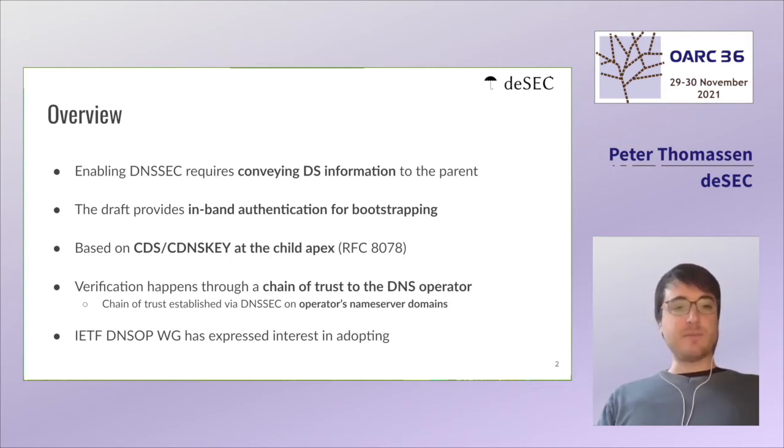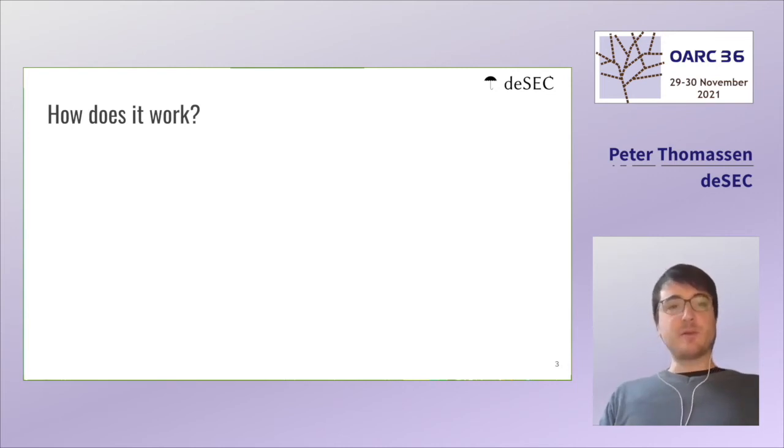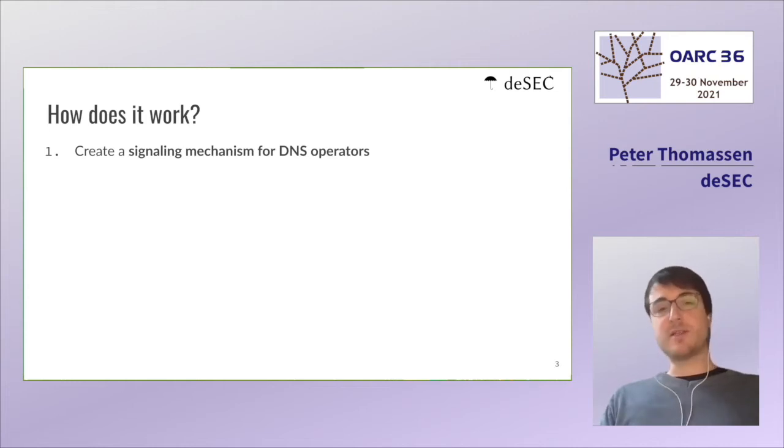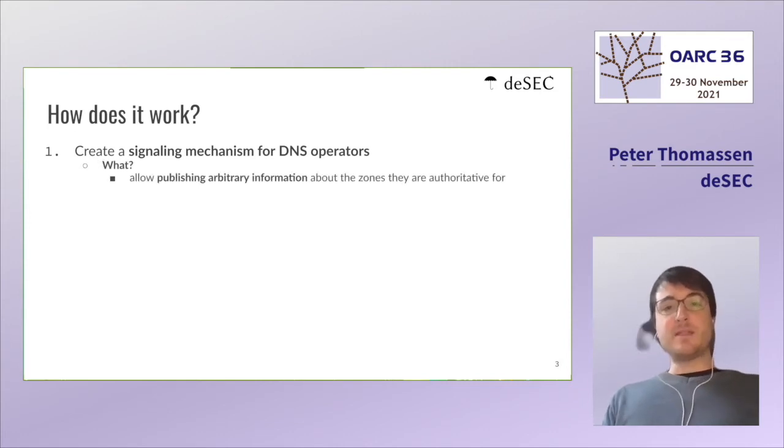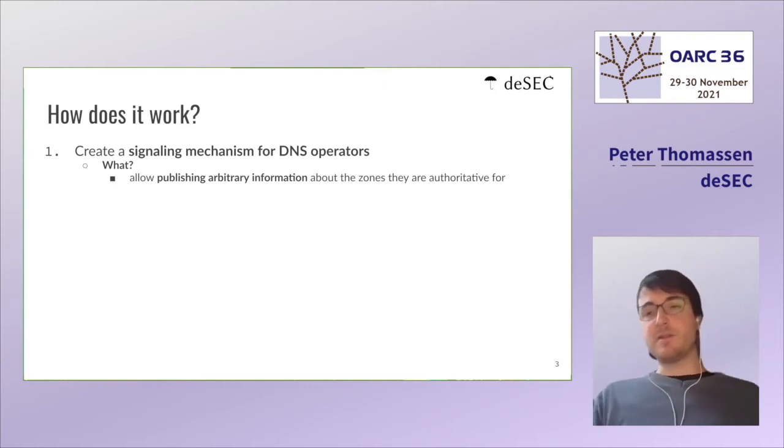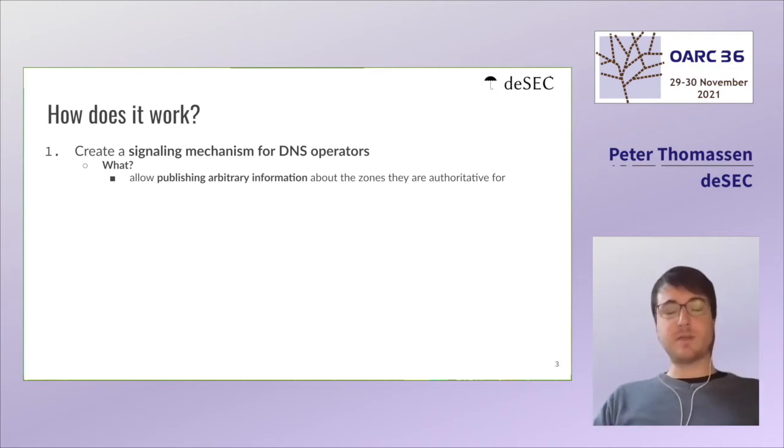This is something we've proposed to the DNSOP working group of the IETF, and let's see how it goes. Here's a very quick overview of how it works. I said initially that you need to have this pre-established chain of trust to do the signaling to the parent, so you need the signaling mechanism. It has two general properties. It allows publishing arbitrary information about zones the DNS operator is authoritative for. We will use this for DNSSEC bootstrapping, but the mechanism could be used for something else in the future. And it's authenticated and can be done on a per-zone basis.